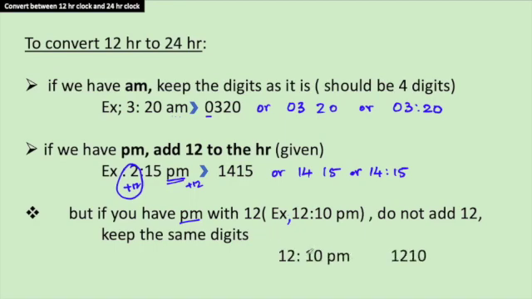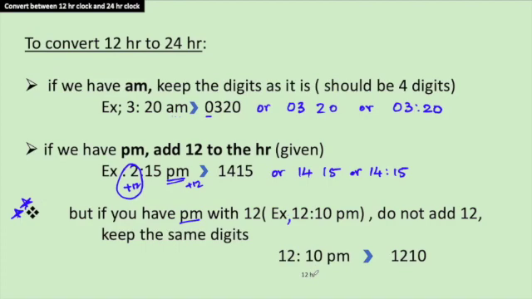Let us see an example. 12:10 p.m. You know this is in the middle of a day, or the noon time. So it should be 12:10 as it is. Do not add 12 even though we have p.m. with it. So what is the last and the most important note here? When you have p.m., we add 12, but when you have p.m. and 12 together, do not add 12, keep it as it is.